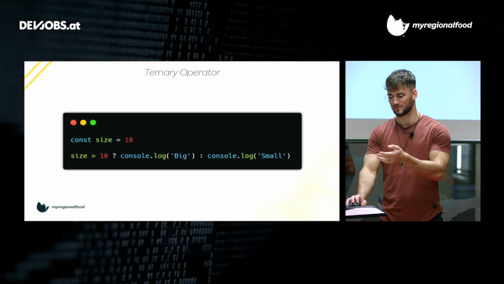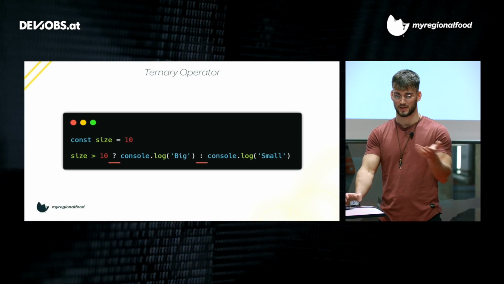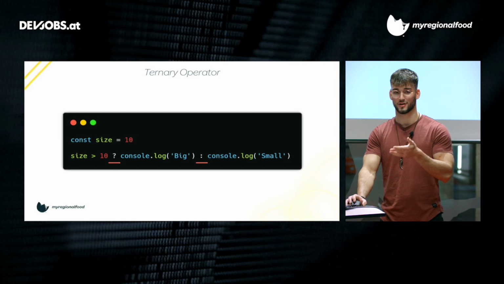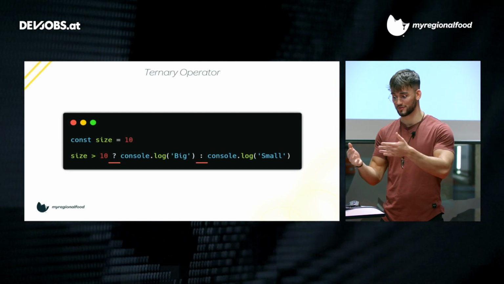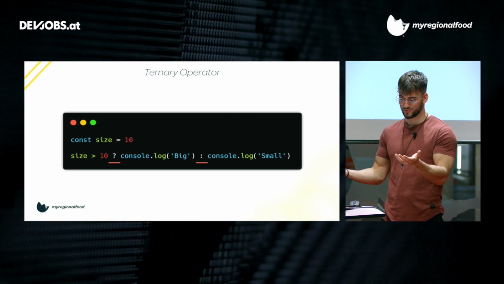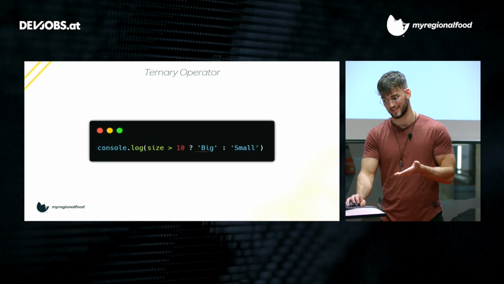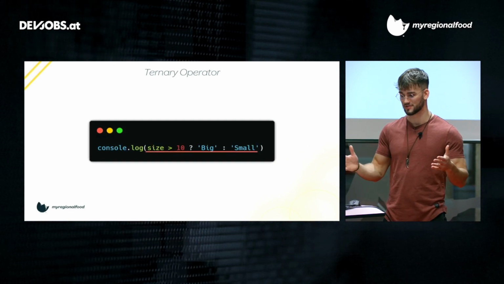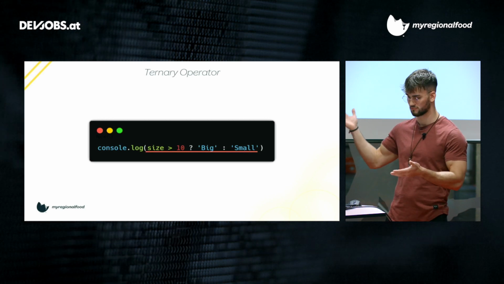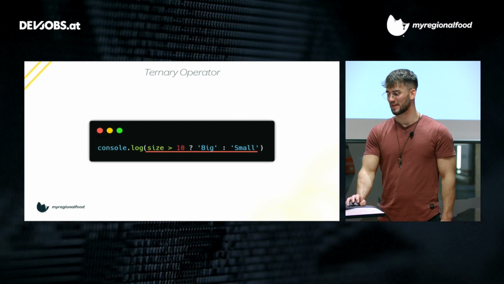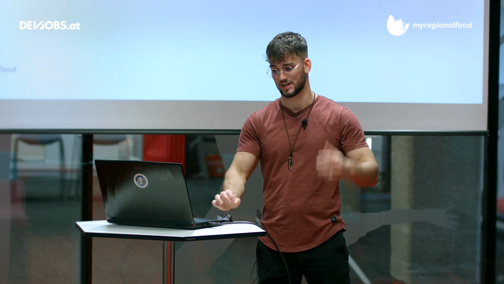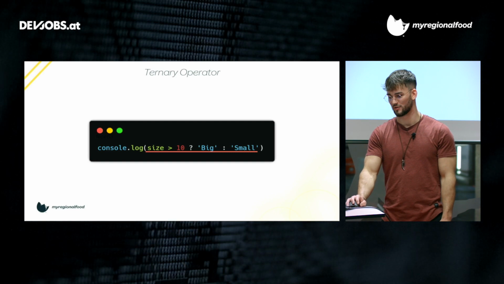So you can use it like this: if the size is greater than 10, you call console log big, and if it's false, you console log small, which is pretty cool because you can also write it that way: you console log size greater than 10, big or small. This becomes quite handy because you save a lot of small if statements, and that reduces your code size and is better for readability.